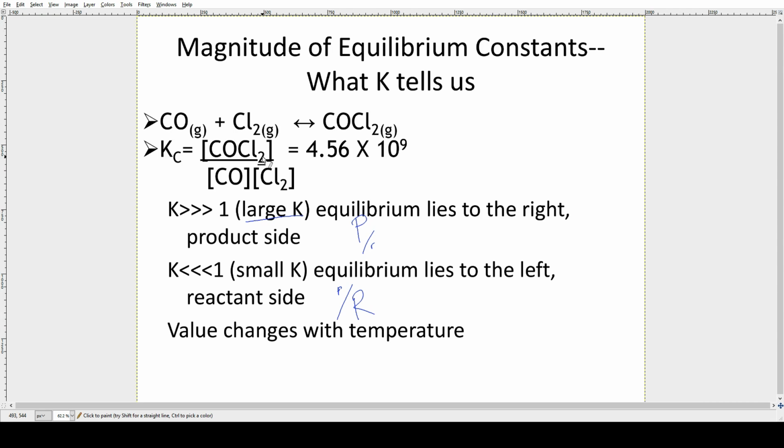So looking at this one, is this large or small? Hopefully the word large popped into your head. This is a large number. It's much greater than 1. Those aren't 7s, it's greater than, sorry. So that means that equilibrium lies to the right. It is product favored. These are really bothering me. They're greater than symbols. Okay, last slide.